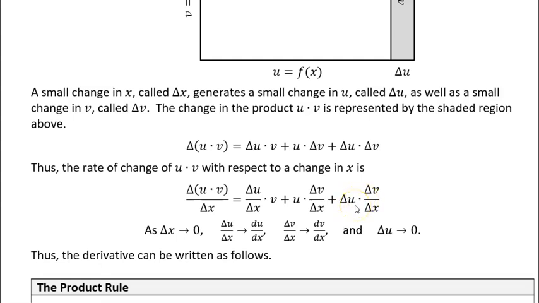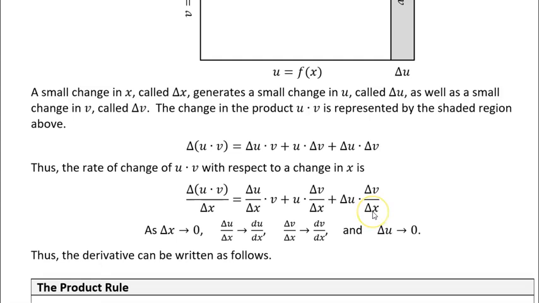Now, as you let the delta x go to 0, you can see that delta u over delta x becomes du dx, which is the derivative of u, right? The delta v over delta x as delta x goes to 0 becomes dv dx. That's a comma, by the way. That's not a prime symbol or anything. That becomes dv dx, which is the derivative of v with respect to x. And then the delta u goes to 0. So this last term, which is delta u times basically dv dx, goes to 0.